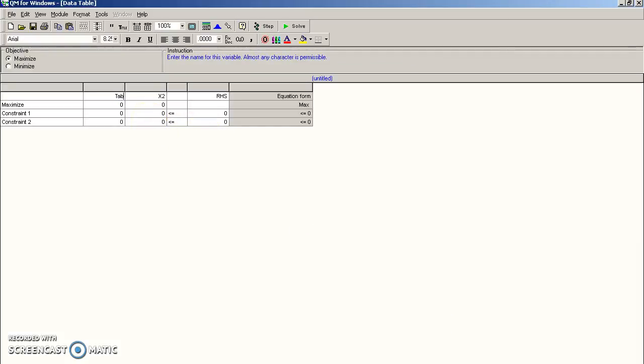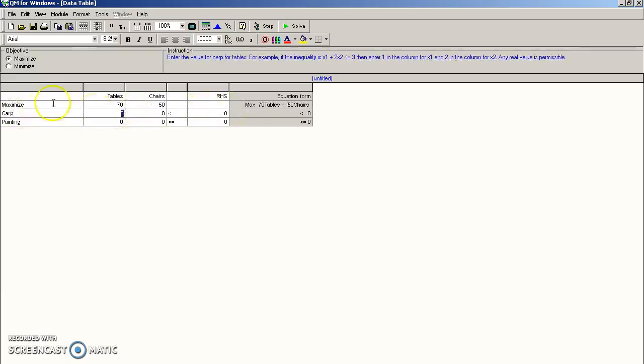So product tables, product chairs. What is constraining us from making a million of these, and that is our carpentry time and our painting varnishing time. We make $70 for every table and $50 on every chair we produce.